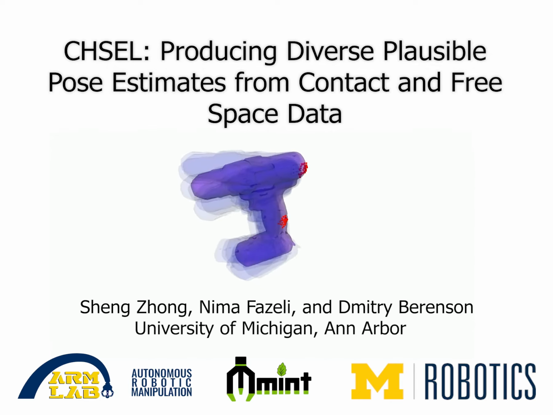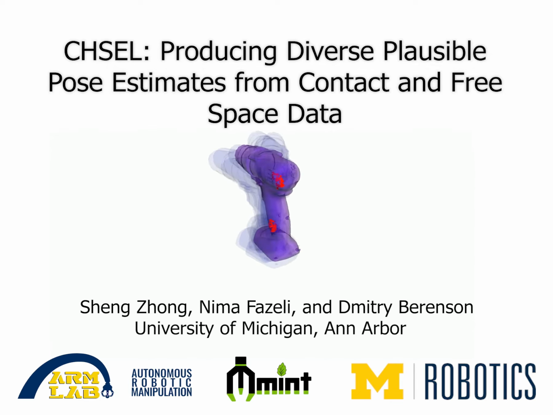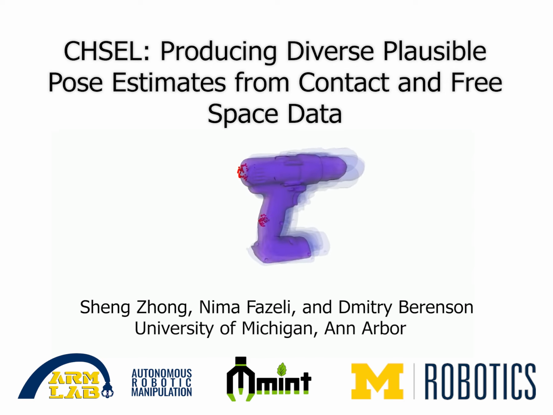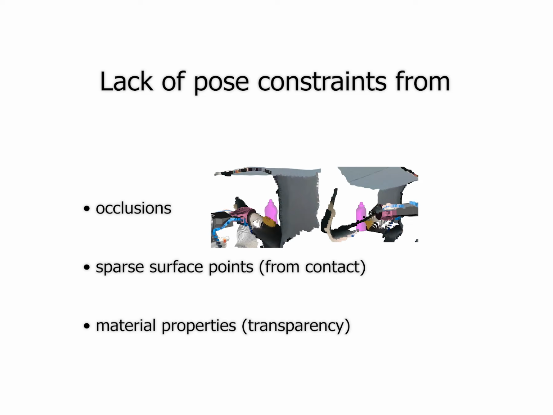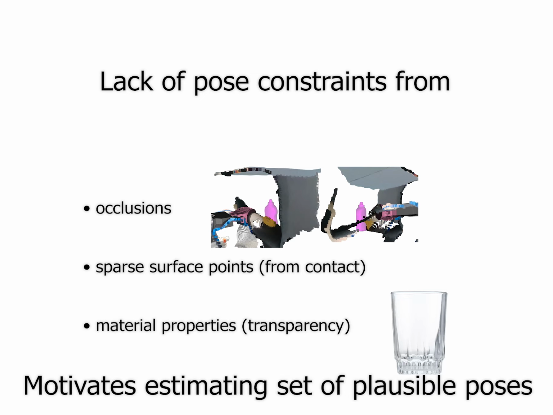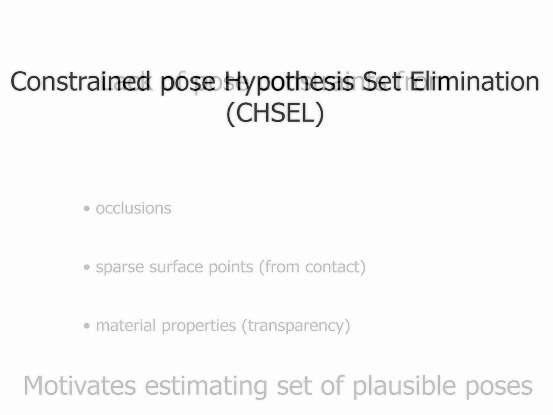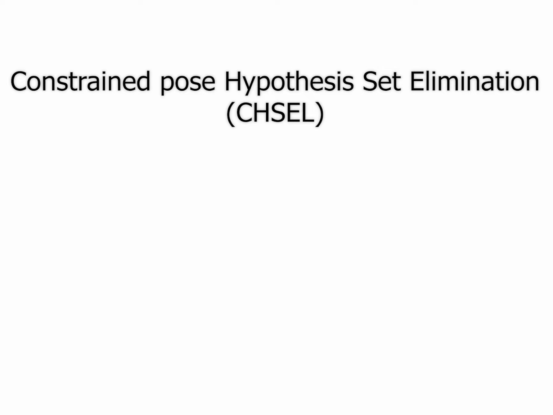We present CHSEL, a pose estimation method that uses volumetric information to estimate a diverse set of plausible poses. This is particularly useful when occlusions prevent reliable visual sensing in contact-rich tasks where only sparse surface information may be retrieved from each contact. In these cases, a single estimate is less useful than a set of plausible estimates for downstream tasks. To that end, our method Constrained Pose Hypothesis Set Elimination, or CHSEL, comprises two main components.